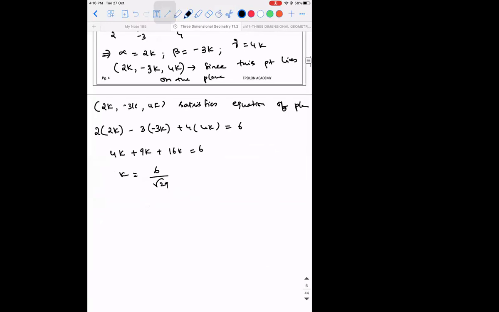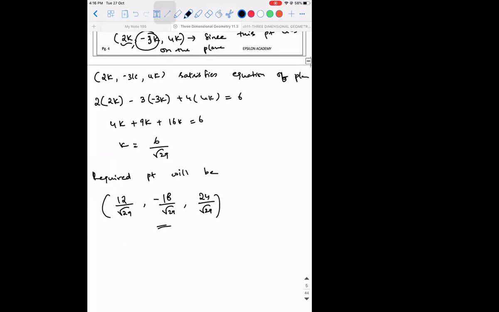So what will be the required point? 2k, that is 12 by root 29, comma, minus 3k, that is minus 18 by root 29, and 4k, that is 24 divided by root 29. This point is the foot of the perpendicular from the origin to the plane.